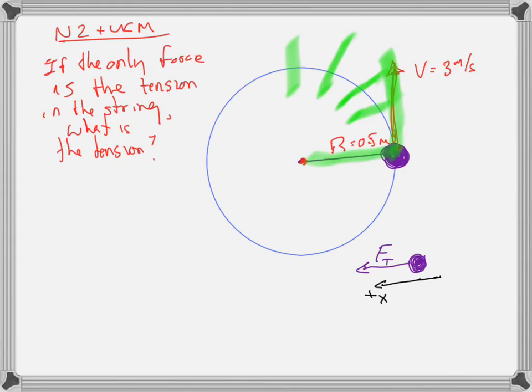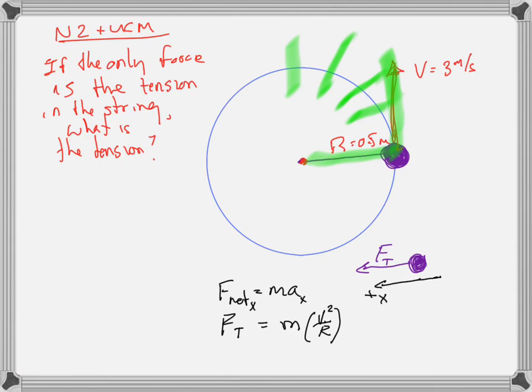This is one-dimensional. And so then we can apply Newton's second law, F net equals ma. It's one-dimensional, so that's all along the x direction, or we could just say F net x equals max. The net force in the x direction is F sub t, and F sub t is equal to the mass of the ball times the acceleration. The acceleration, because it's going in a circle, we know that the acceleration is v squared over r.